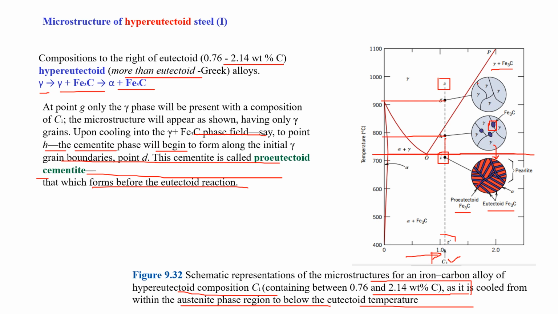So if we look at the microstructure, the larger boundaries look like proeutectoid. Why do we call it proeutectoid? Because it has formed before the eutectoid temperature at point H. Now it is larger, and then the regular boundaries are surrounded by the pearlite, formed surrounded by the eutectoid.